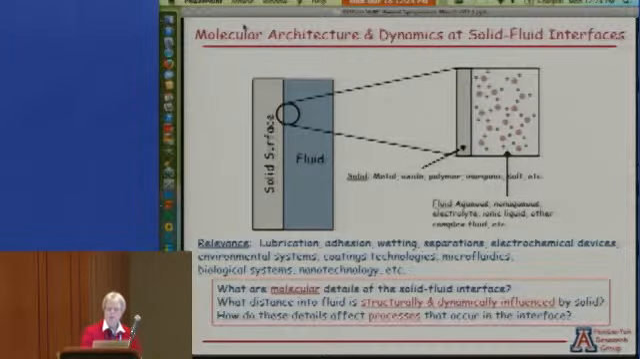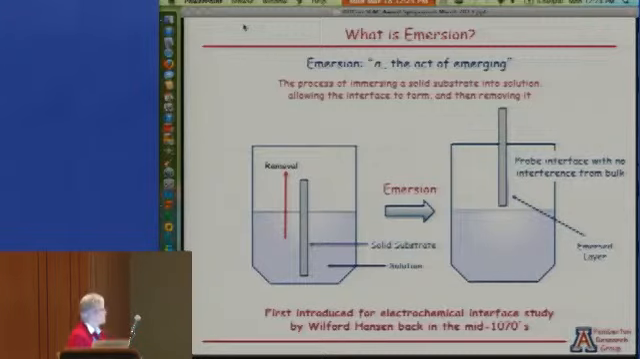So back in the mid-1970s, there was a technique that was introduced by a physicist, actually, by the name of Wilfred Hansen, that he called immersion. And for those of you that don't know what immersion is, it's the act of emerging. That comes right from the dictionary. And because there had been some confusion about this over time in the literature.